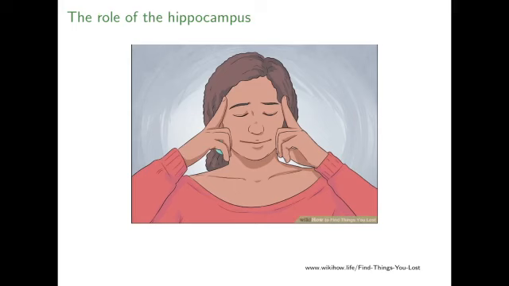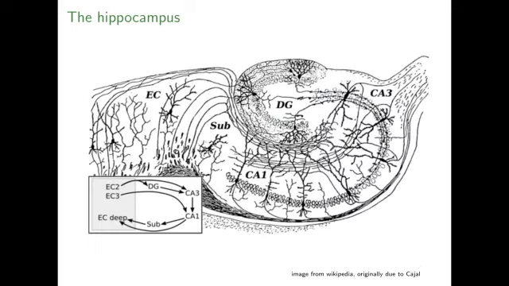What's it for? Let's talk about that first. What's the role of the hippocampus? Well, the hippocampus is extremely well studied. It's one of the most studied parts of the brain over the last 30, 40 years. There's a couple of reasons for that. It is quite amenable to in vitro recordings. You can slice it in a way that preserves a lot of the connections.